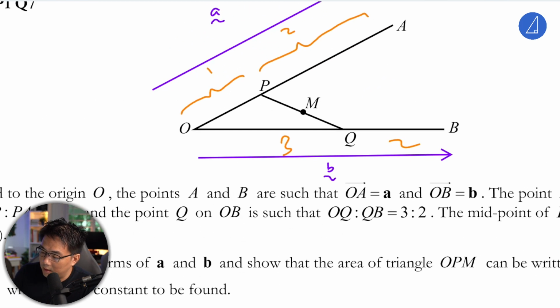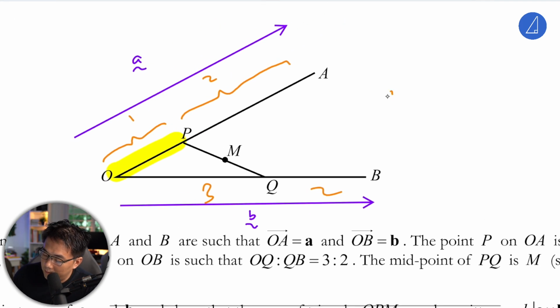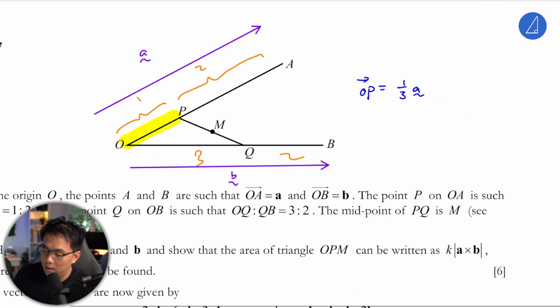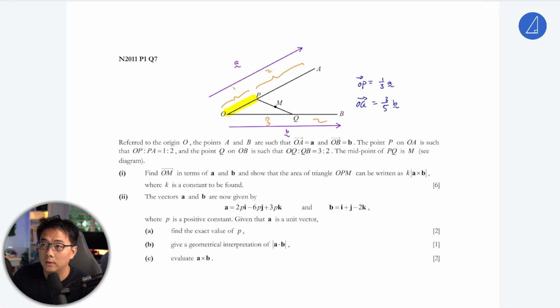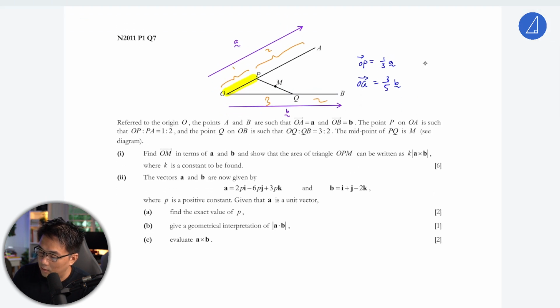So firstly, we need to find OP. OP we could see very clearly. Everything is in terms of A and B, so you just express OP as 1/3 of A, 1 out of 3 of OA. Then OQ is equal to 3 out of 5 of OB. Okay, so this is given, so I took this down.